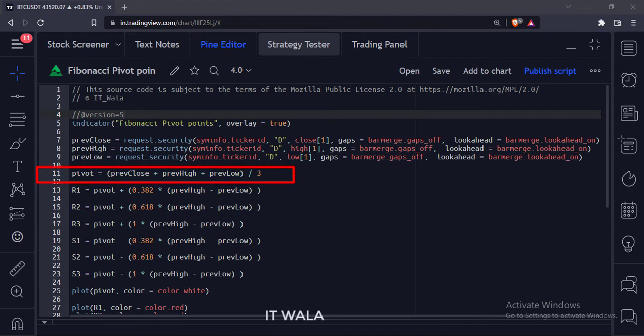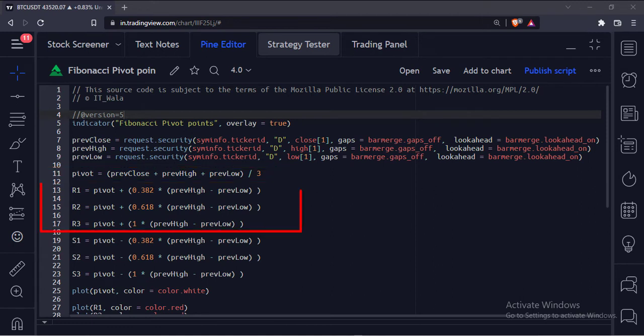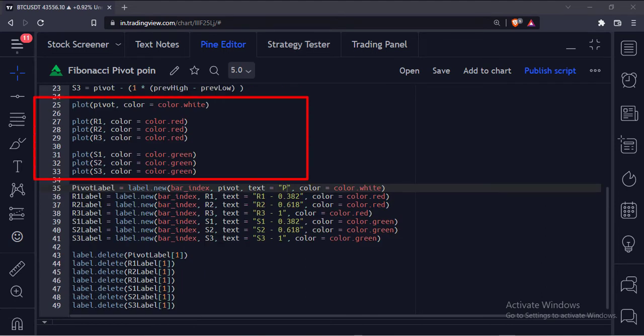Next, this is how we calculate the pivot point using the average of high, low, and close values. This is how we calculate three Fibonacci resistance values. This is how we calculate three Fibonacci support values. Here we plot the pivot level, along with three supports and three resistances.